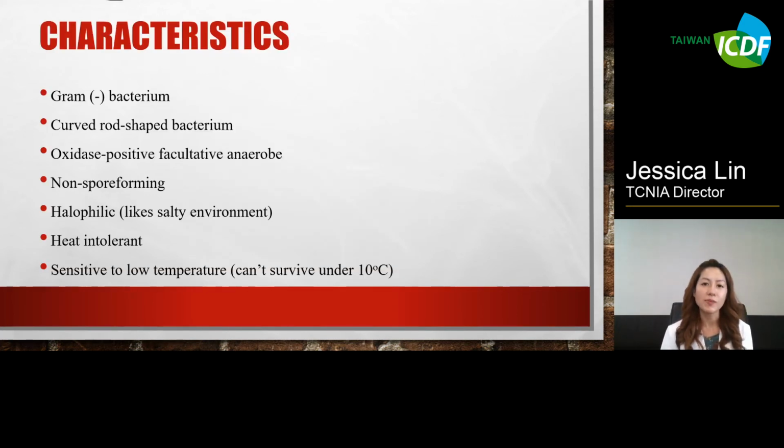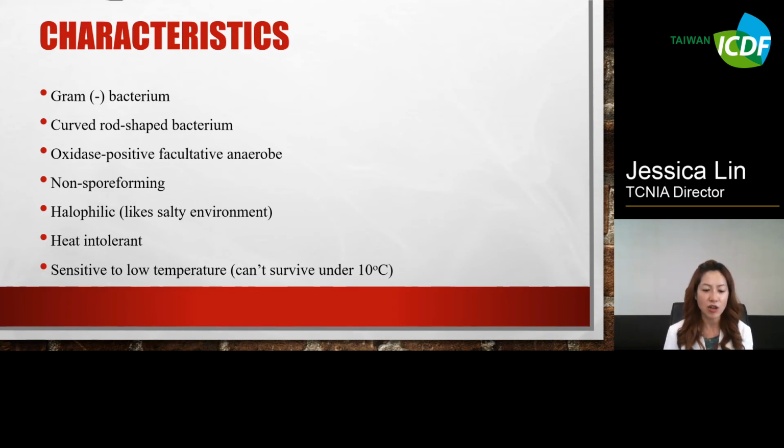So we will always begin with the characteristics of the bacteria. Number 1 is, this type of bacteria is a gram-negative bacterium, and it's a curved, rod-shaped bacterium. It is also known as an oxidase-positive facultative anaerobe, meaning it does not like oxygen. That's what anaerobe means. It doesn't form any spore, and this type of bacteria is halophilic, meaning it likes salty environments. It can survive pretty well in salty environments.